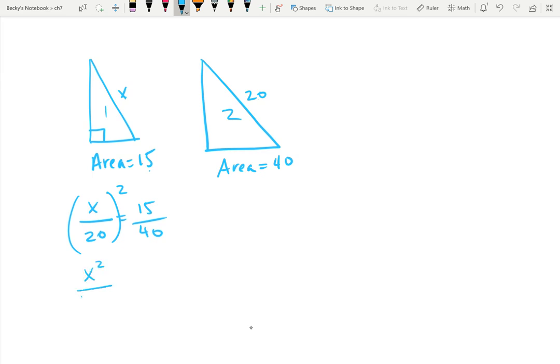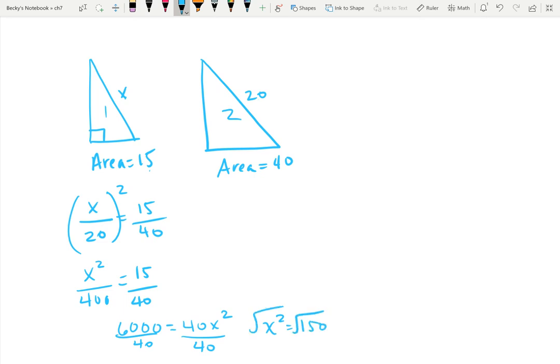Okay, so this is x squared over 400 equals 15 over 40. All right, so it's cross multiplication time. 400 times 15 is 6,000 equals 40x squared. Now I'm going to divide by 40, and x squared is 150, and then you have to square root that. So my calculator gives me this answer, and as a decimal, it is 12.2.